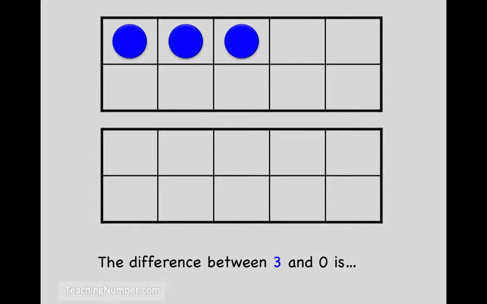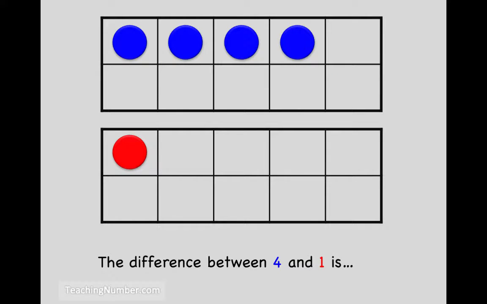We can model difference on two 10 frames. In the top 10 frame, there are 3 blue counters. In the bottom 10 frame, there are no counters. All of the counters in the top 10 frame are different from the bottom 10 frame. So the difference between 3 and 0 is 3.